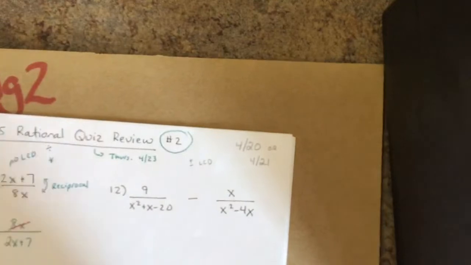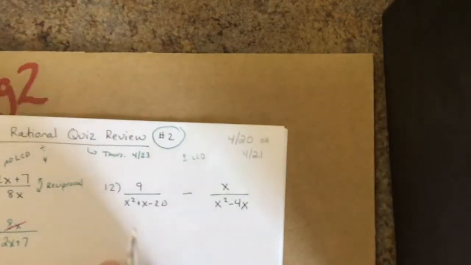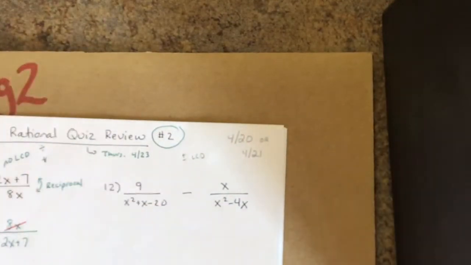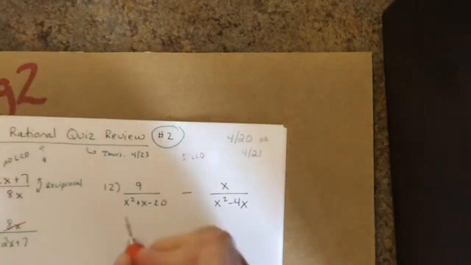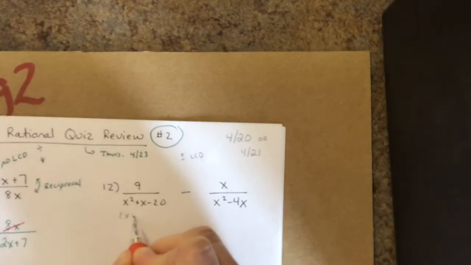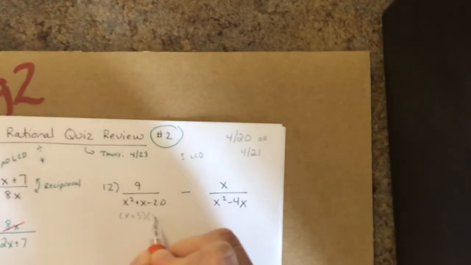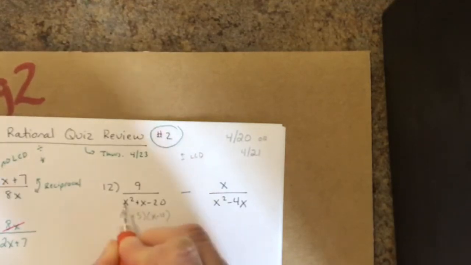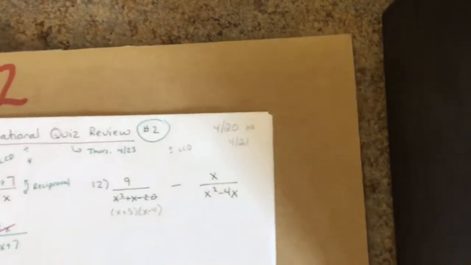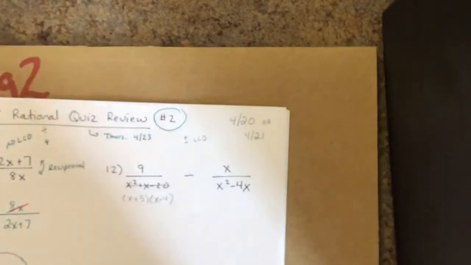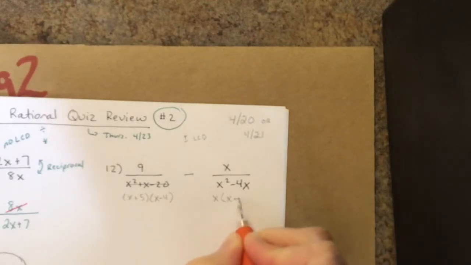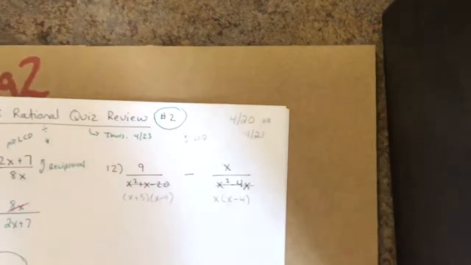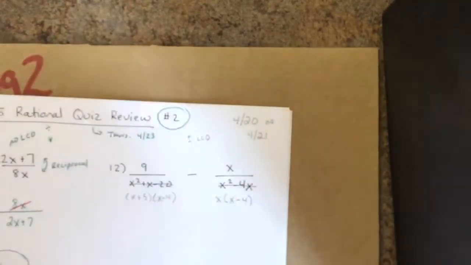First thing though I need to do is factor. I have to factor this trinomial. How do you factor negative 20 to add up to positive 1? That's x plus 5 and x minus 4. Factor. Next one just has a GCF of no number but x. And you get x minus 4 left. So I had to factor both denominators.